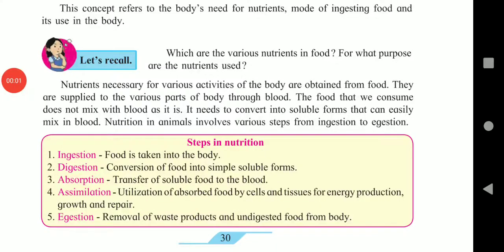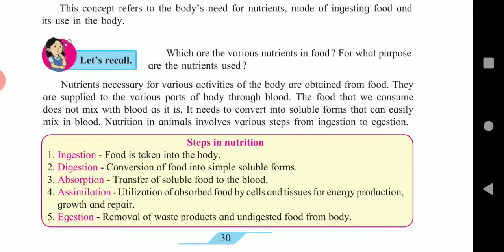Hello students, today we are going to learn our science lesson number 4, nutrition in living organisms. In this topic we learn about the nutrition in animals. Three factors involved in nutrition in animals are need for nutrients, mode of ingestion.